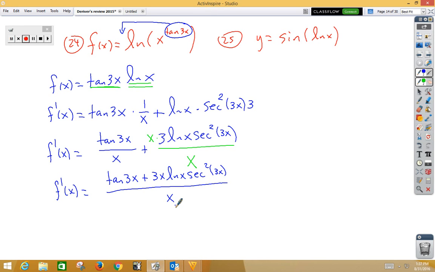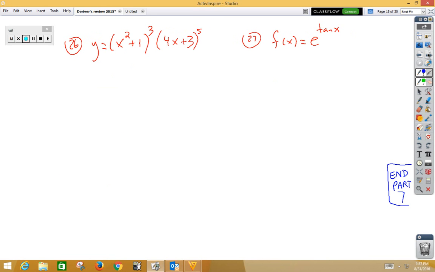In 25, we have a chain rule problem, inside function natural log. So we have dy/dx is equal to derivative of sine is cosine. Don't change the inside. We're going to multiply that by the derivative of natural log, which is 1 over x, or we could just put the x on the bottom.